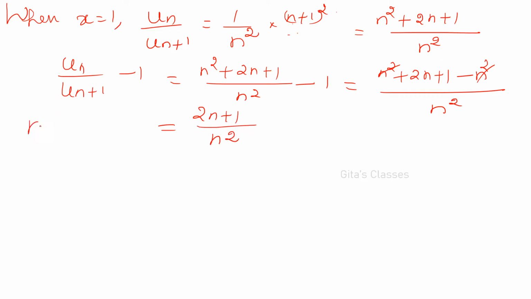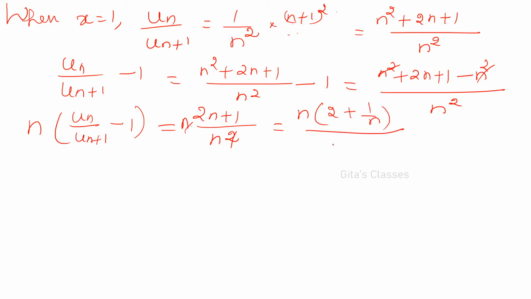Now I want n into un by un plus 1 minus 1. So n into this one. That is n by 1, n will get cancelled. So you take n from here. So 2 plus 1 by n divided by n. So this n and n will also get cancelled.